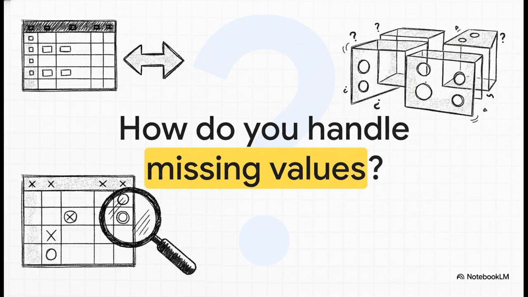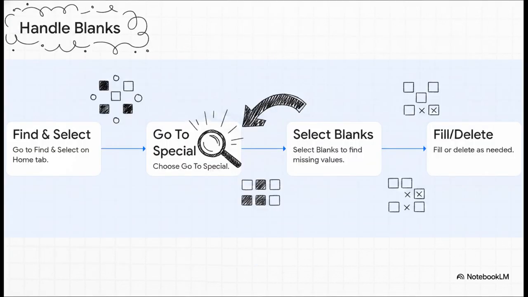How do you systematically identify and handle missing or null values buried deep inside a massive dataset? The absolute most efficient trick is the Go to Special feature. Just go to Find and Select on the Home tab, choose Go to Special, and hit Blanks. This instantly isolates every single blank cell in your entire dataset. From there, you can globally fill them or delete them so they don't completely wreck your downstream calculations.